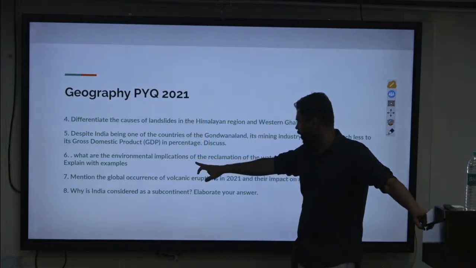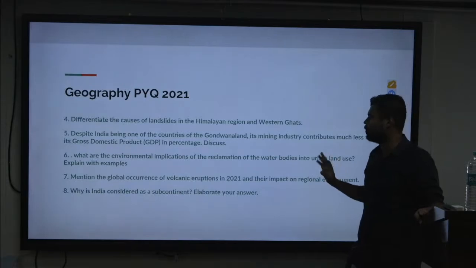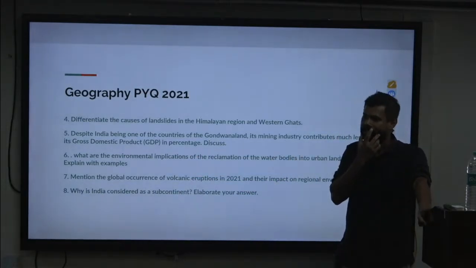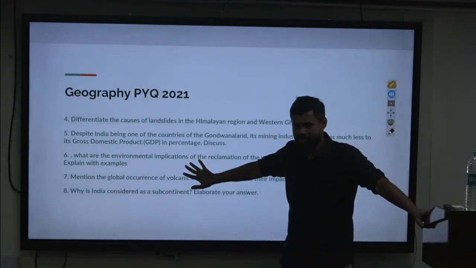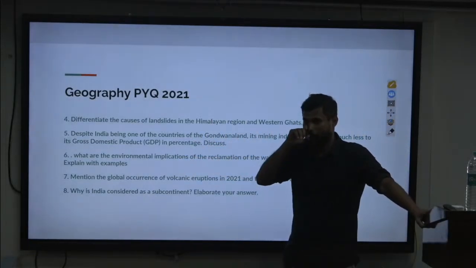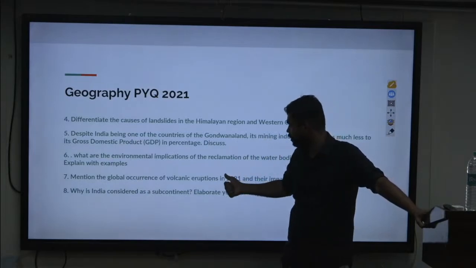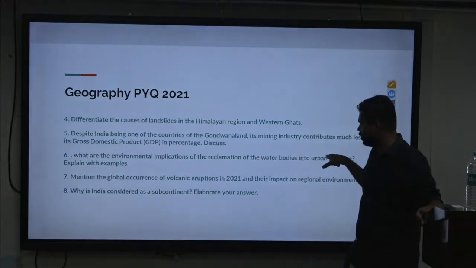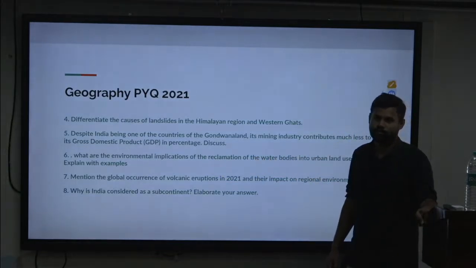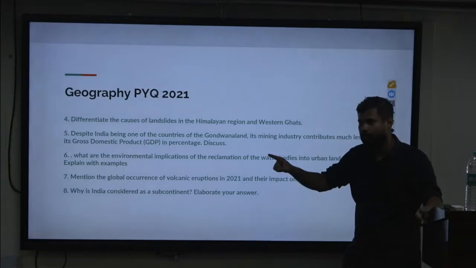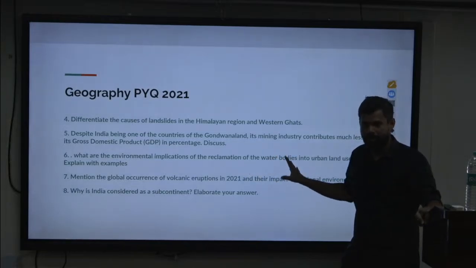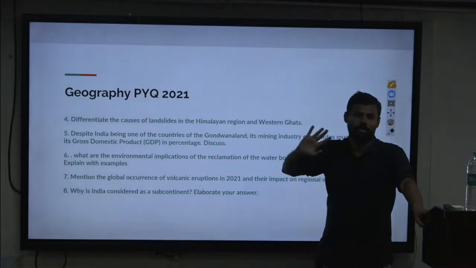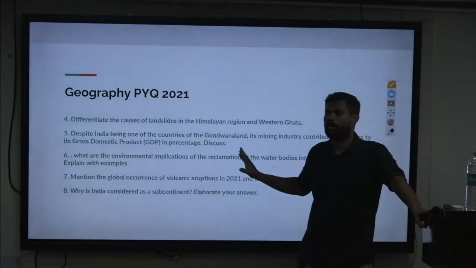Next, what are the environmental implications of reclamation of water bodies into urban land use? Explain with examples. Easy? Which part of geography will this fall under? That realization is important for you. This question is coming in the context of increasing urban floods, but that is not the only perspective that you will give here. Which part will it fall under? This will come under environmental geography.